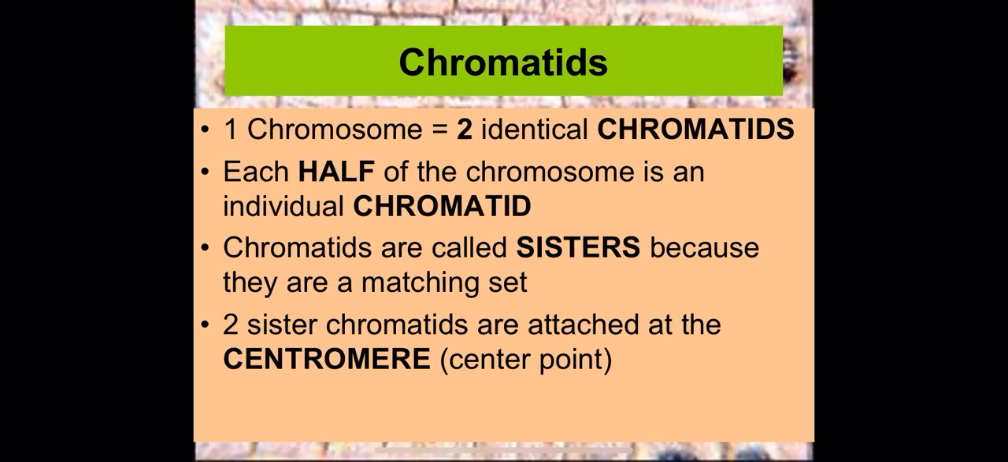And then your chromatids would be one half of those chromosomes. Again, we call them sisters because they are meant to be a matching set. They're joined at that center point, that centromere, but each sister should have the same information.